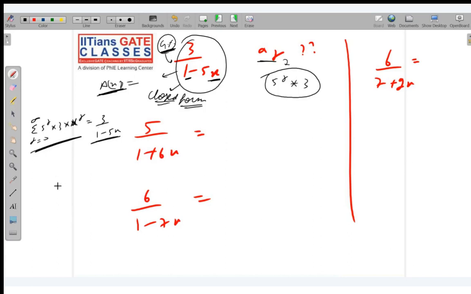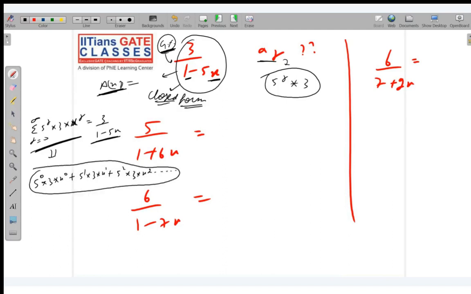If you want the open form, then obviously it will be a kind of tedious task. So I will write 5 power 0 into 3 into x power 0 plus 5 power 1 into 3 into x power 1 plus 5 power 2 into 3 into x power 2, dot dot dot up to infinity. So this is the sequence. This is the open form of the generating function. Open form means you just open it up. That's it.